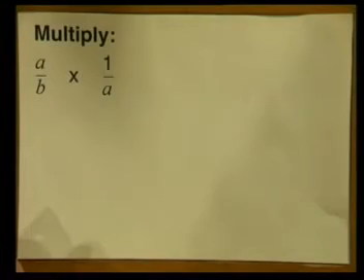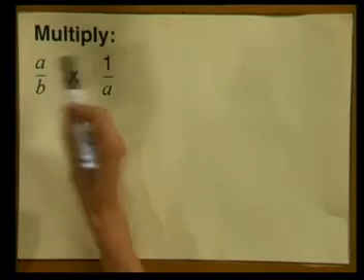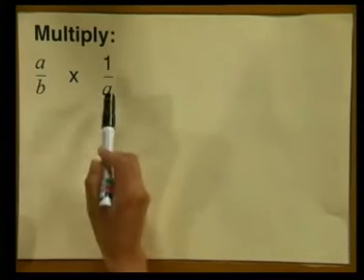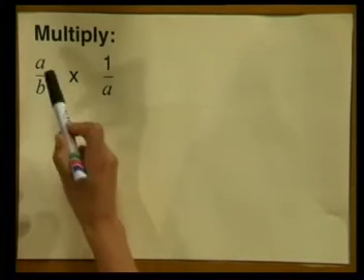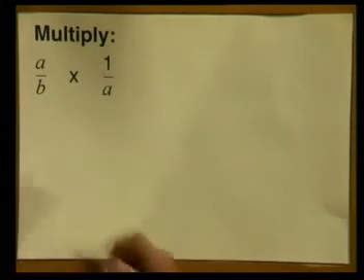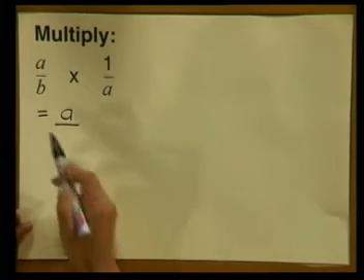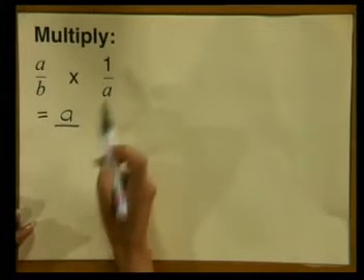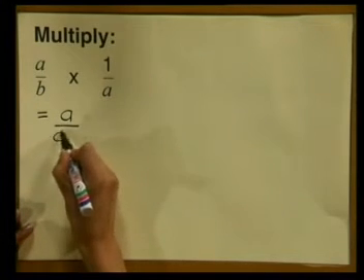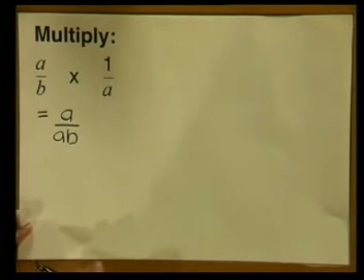Now let's do an example together. Multiply a divided by b multiplied by 1 divided by a. Now we know we need to multiply the numerator by the numerator and the denominator by the denominator. So we multiply our a by our 1 and we should get a. Then we divide by b multiplied by a, which gives us ab. We could have written ba, it doesn't make a difference.